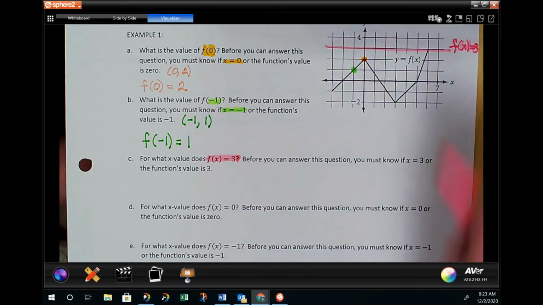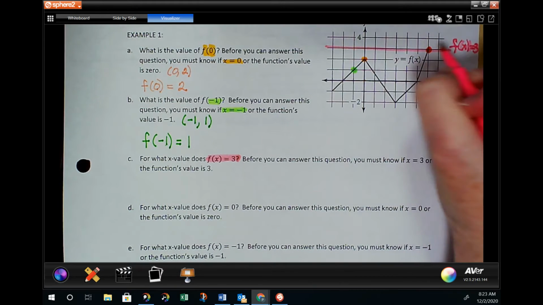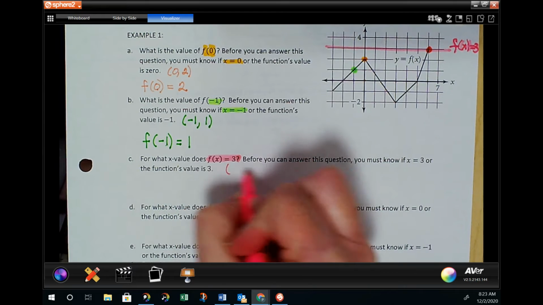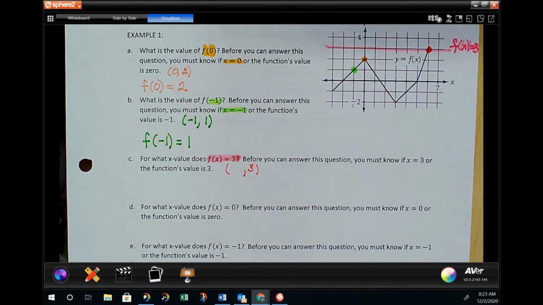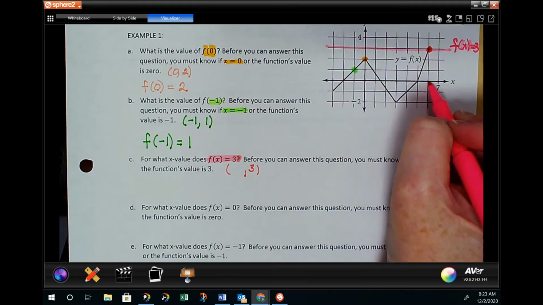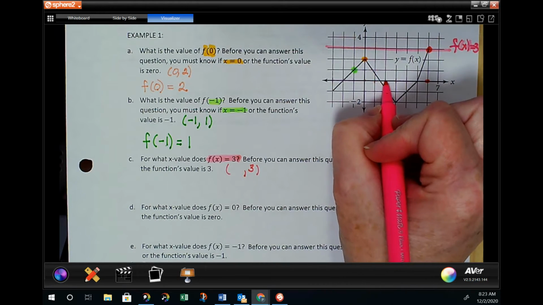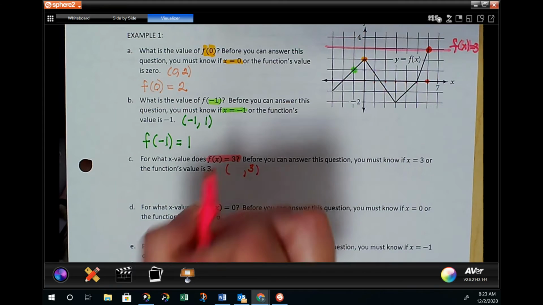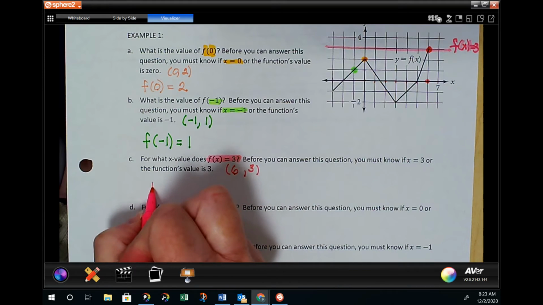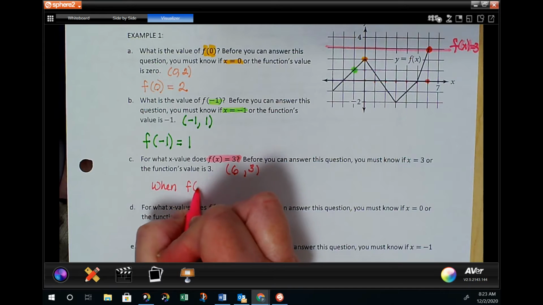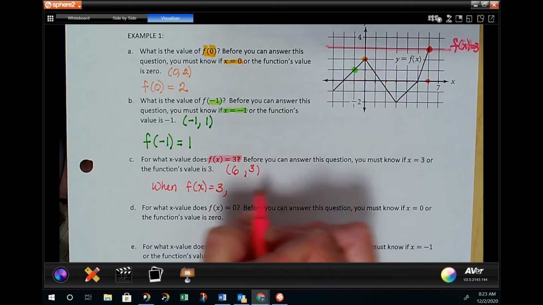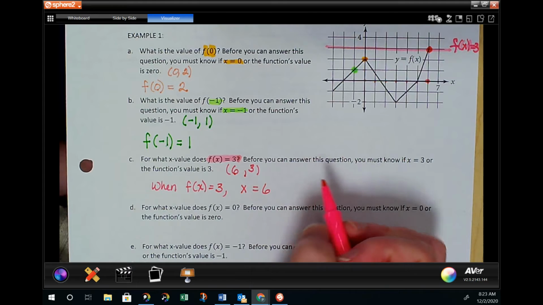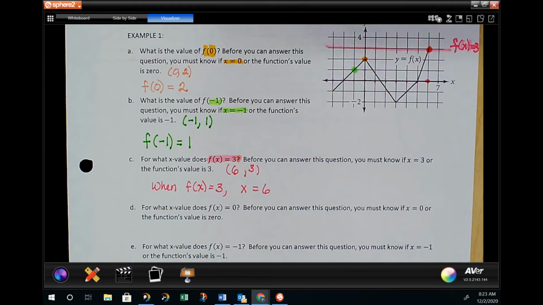So when you have that and you're looking, when this is actually 3, this hits right there at that point. So at that point, when my y value is 3, what is that x value right here? So we count 1, 2, 3, 4, 5, 6. So when f of x is equal to 3, x is equal to 6. Okay, here's the next one, guys.